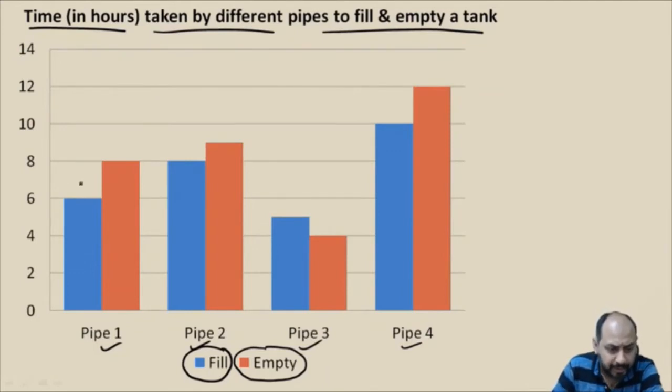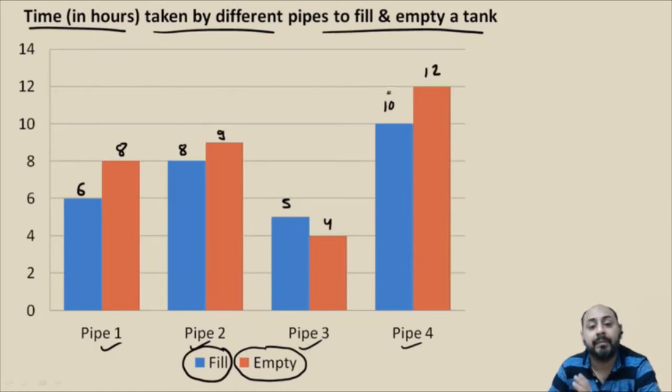So pipe 1 takes 6 hours to fill and 8 hours to empty. Pipe 2 takes 8 hours to fill and 9 hours to empty. Pipe 3 takes 5 hours to fill and then 4 hours to empty. And pipe 4 takes 10 hours to fill and then 12 hours to empty the same tank.